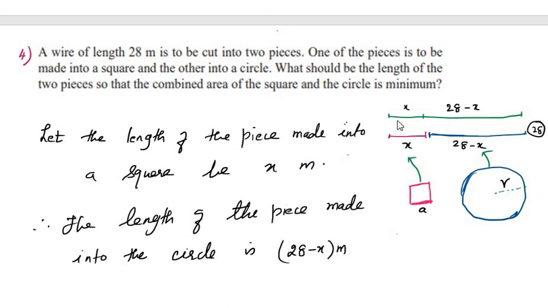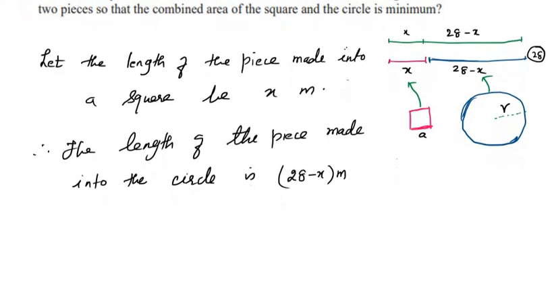X meter. That is, this piece I am taking x meter length. Understood? Therefore, the length of the piece made into the circle is 28 minus x automatically. The total length is 28. Therefore, if one is x, automatically the other becomes 28 minus x.